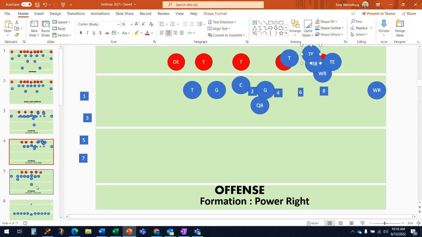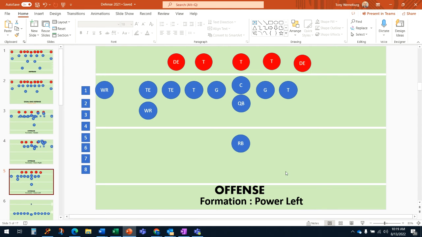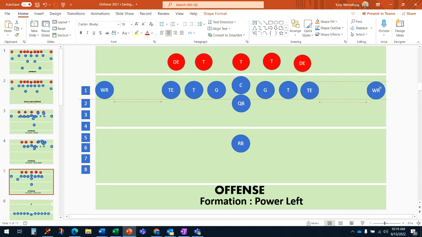Let's go ahead and take a look at power left. This is power left now. What we've seen is the offensive linemen are in their same positions. The quarterback and running back are in their same positions. And the left-hand side of the ball is all the same. The wide receiver goes to the left. The left tight end lines up regular. However, in power left, the opposite side tight end and the opposite side wide receiver are now going to flip to the other side of the field.